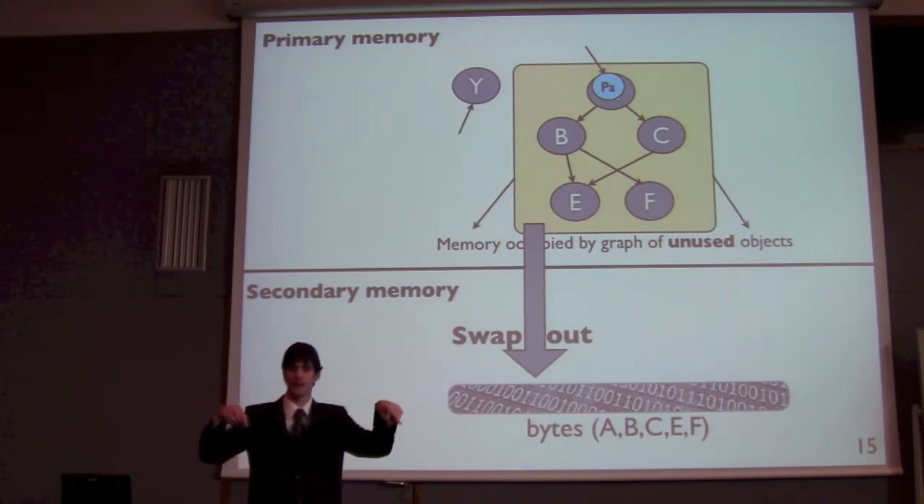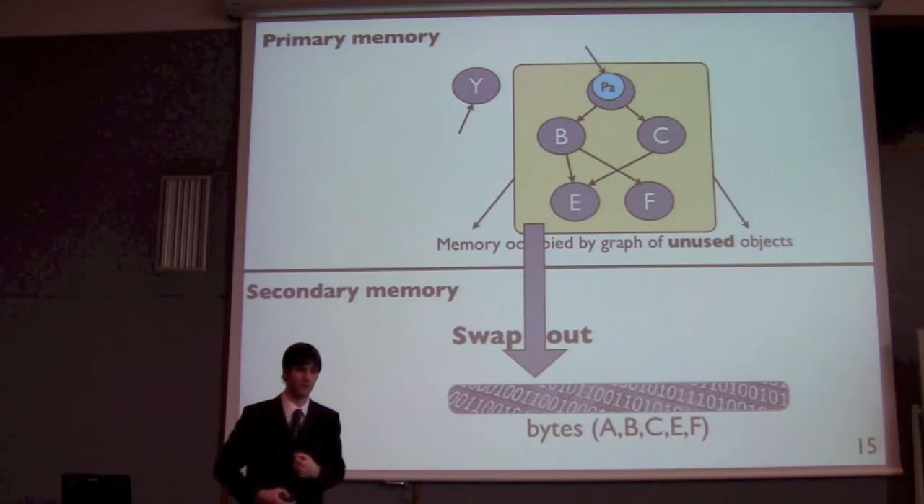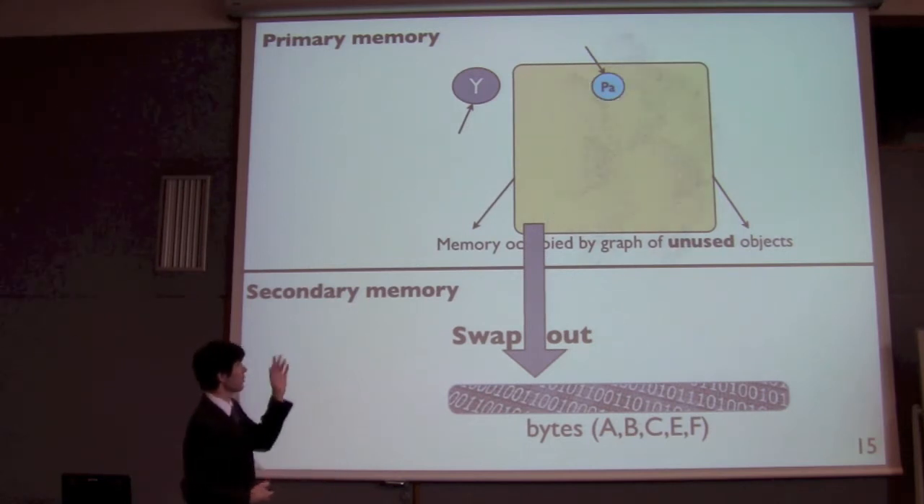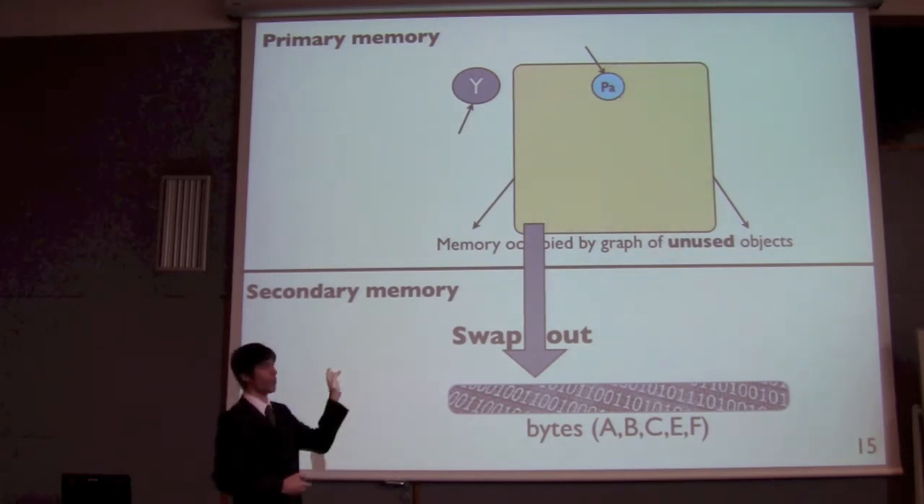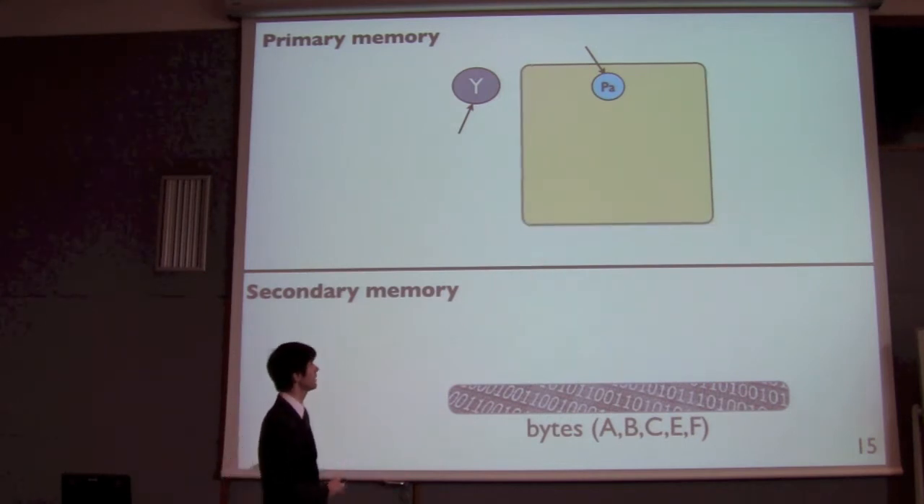So if someone needs that proxy, the proxy will intercept that and will trigger the swap in. Okay? So now when the garbage collector runs, the whole graph can be released from primary memory. That is what we want.